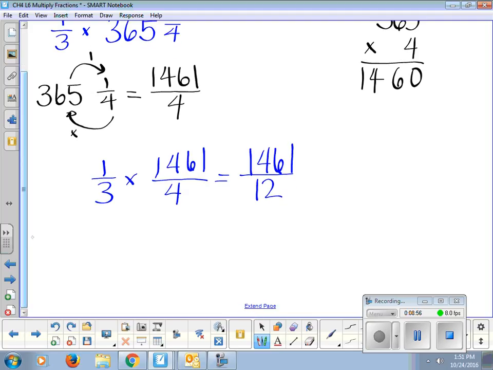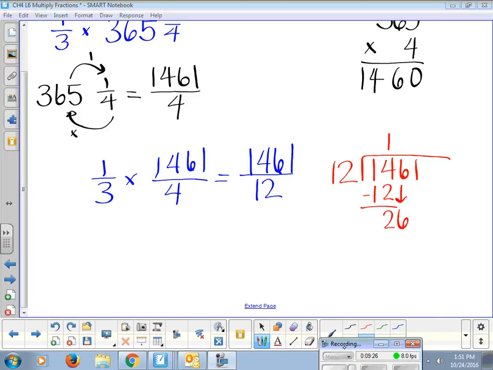No. How can we simplify? Divide. What number goes in the house when you're dividing? The top number. So I have 1,461. The number on the outside is 12. Can 12 go into 1? No. What about 14? Yes. 1 time and we get 12. I subtract and get 2. How many times can 12 go into 26? 2 times. And what is 2 times 12?